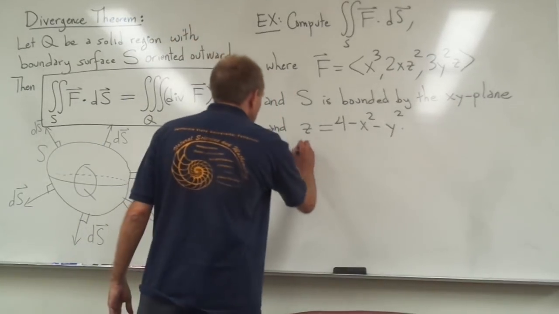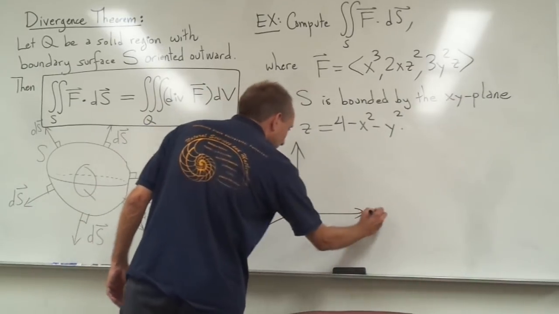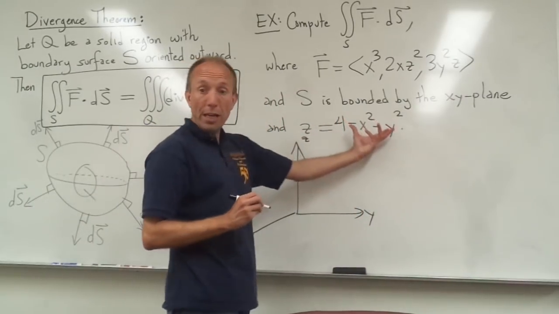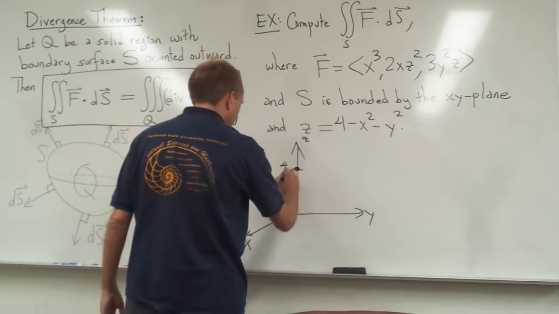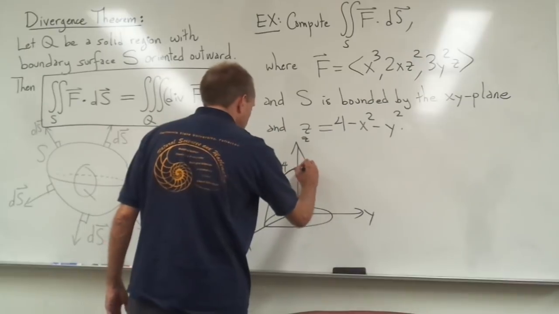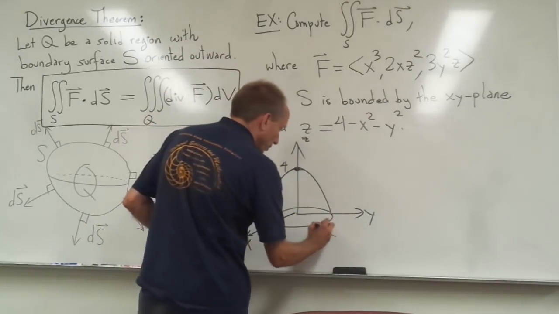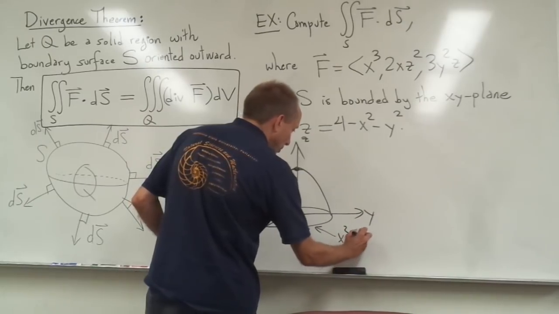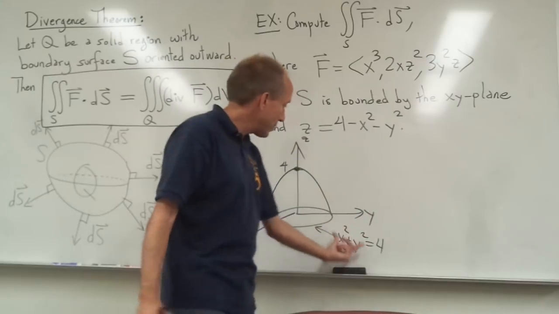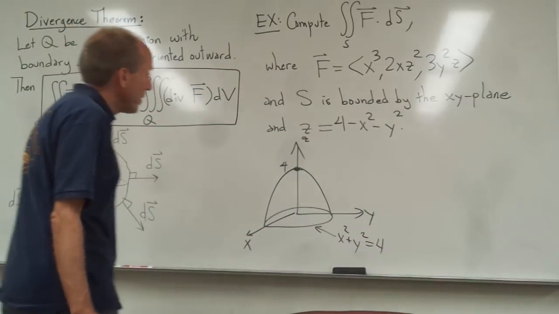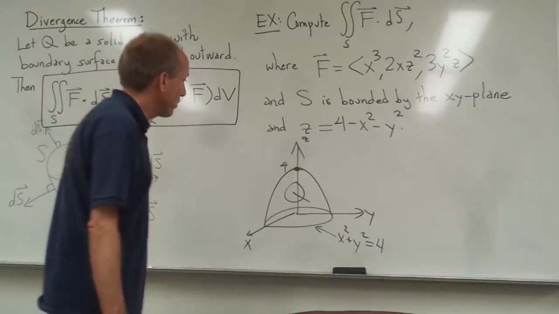Let me try and draw a picture of the situation we have here. My xy plane is down at the bottom. This is an upside down paraboloid. It goes through the z-axis at 4, and then it hits the xy plane, which is when z is equal to 0, at the circle x squared plus y squared equals 4. If we set z equal to 0, x squared plus y squared would equal 4. So you can see our solid object Q is right there.